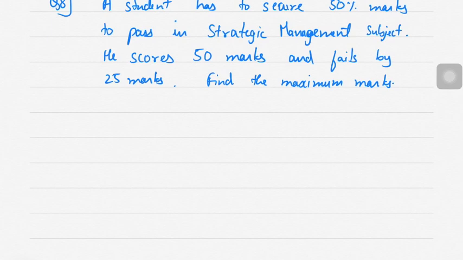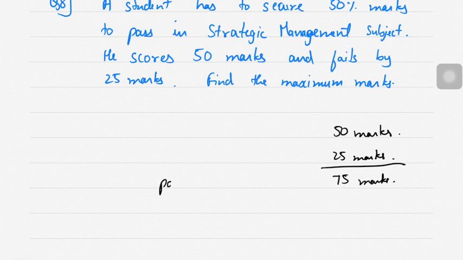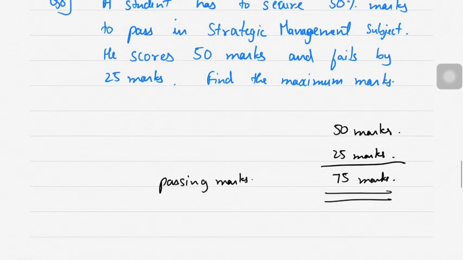Okay. So how much is the student scoring? Student is scoring 50 marks. But he is still failing. How much marks is he failing by? By 25 marks. That means passing mark is 75 marks. This is the passing marks. 75 marks is passing mark. And this 75 marks is 50%. Correct? Because he has to secure 50% marks to pass.